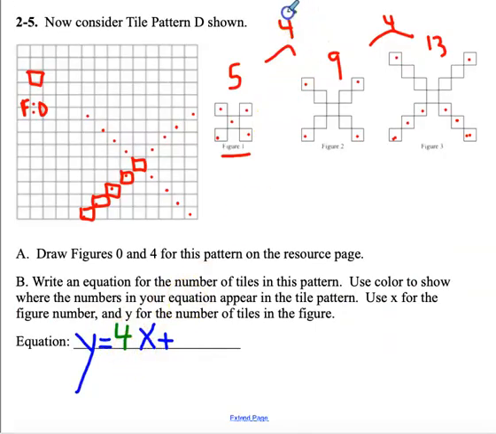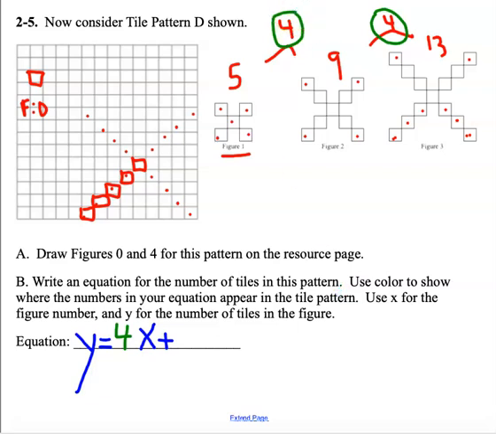And so where is it here? I'm going to put the 4 here because y, it says use color to show where the numbers in your equation appear in a tile pattern. So you can do it in pen and you can do it in pencil. You're fine. You don't need color pencils to do this. If I'm in class, you can ask for some. They're actually over on the cart by the door. They're in the little blue. Actually, they might be in the supply kits. So you can just do it with pencil and you can do it with pen.